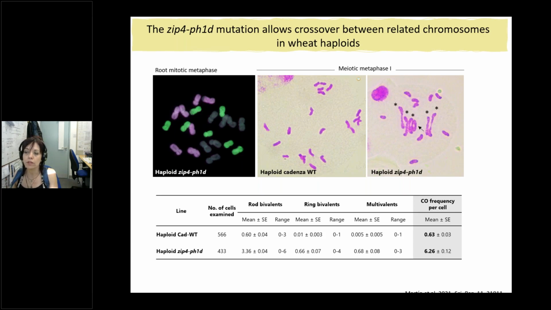So I produced several haploids of both the ZIP4 Ph1 mutant and the wild type Cadenza. So you can see on the left the haploid of the mutant, perfectly normal with 7 chromosomes from each genome. In the middle is the meiotic metaphase I of the wild type haploid in Cadenza, where no crossover is present. And on the right is the haploid of the ZIP4 Ph1 mutant, where there is a mean number of more than 6 crossovers per cell, the same level as reported from others using the Ph1b deletion, which demonstrates again that this mutant allows recombination between related chromosomes.